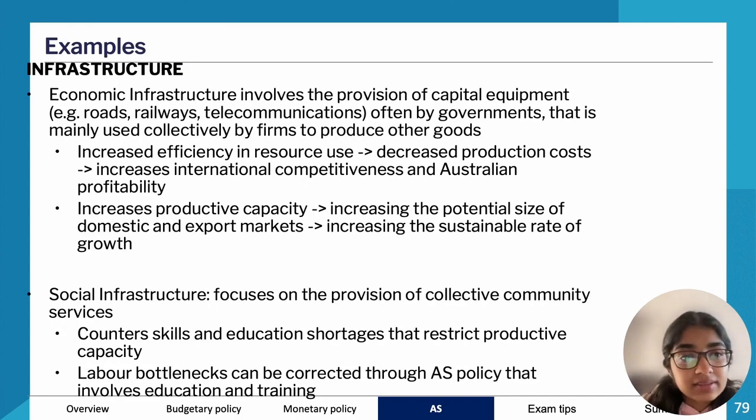Let's look at some examples now. An example of aggregate supply policy is infrastructure. Definitely number one. In the short term, it can cause inflation. It can increase the levels of growth and demand in the economy. But over the long term, it actually helps supply as well. So let's think about economic infrastructure, such as new rails, new ports, new roads. All of that would help suppliers transport their materials, goods and services to consumers. So it makes it much more efficient.